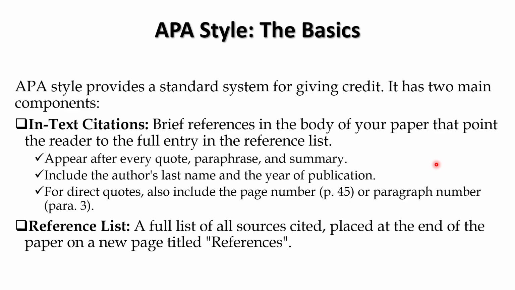For example, you write p. 45, the page number where the quote exists. If the source has no page numbers like a website, you use the paragraph number, for example, para. 3, for example.